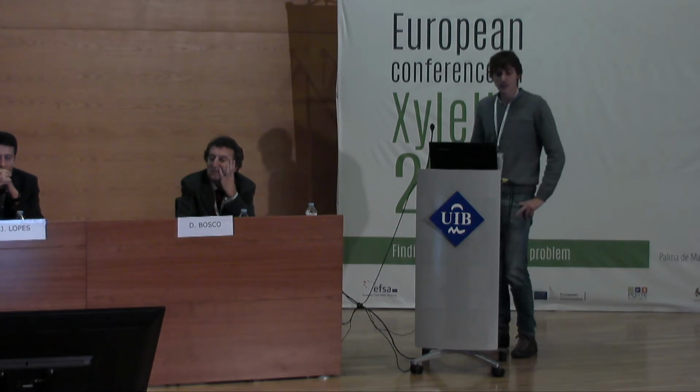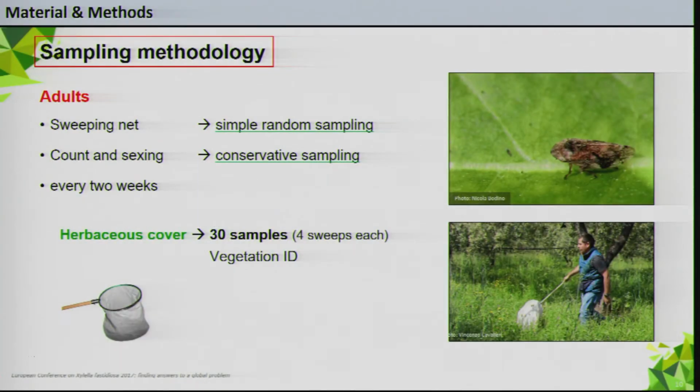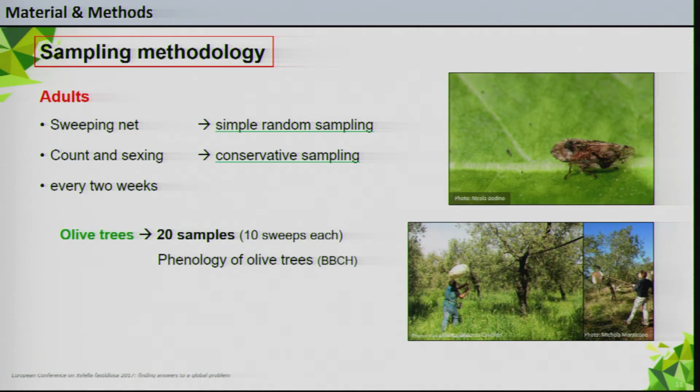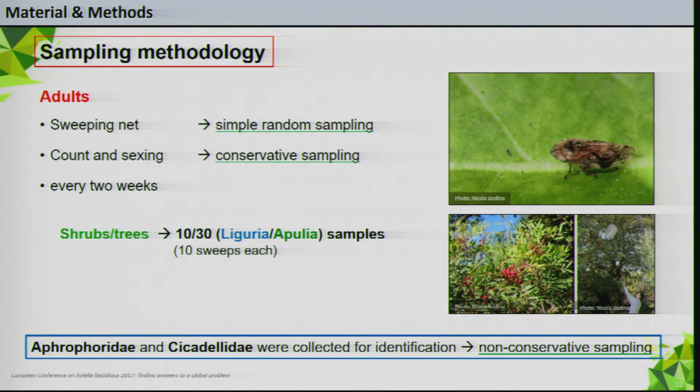The adults were collected with a sweeping net and were counted, always in a conservative way, every 2 weeks. On the herbaceous cover, we carried out 30 samples of 4 sweeps each, whereas on the olive trees, 20 samples consisted of 10 sweeps each on the canopy, and on shrubs or wild woody plants, 10 or 30 samples of 10 sweeps each. Other xylem-feeders found during these samples were collected for subsequent identification, so non-conservative sampling.